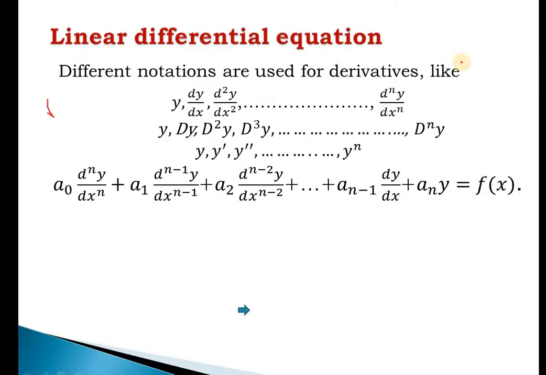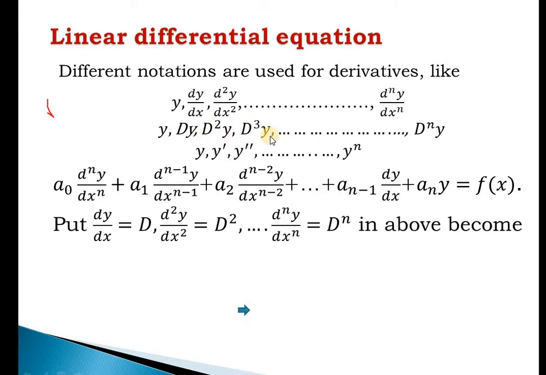Okay. Now we are using this standard derivative notation: y, then dy, capital D squared y, D cube y. So our linear differential equation is a0 dⁿy upon dxⁿ plus a1 dⁿ⁻¹y upon dxⁿ⁻¹ plus and so on, a(n-1) dy by dx plus an y is equal to f of x.